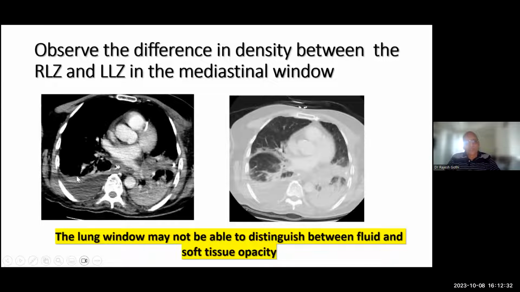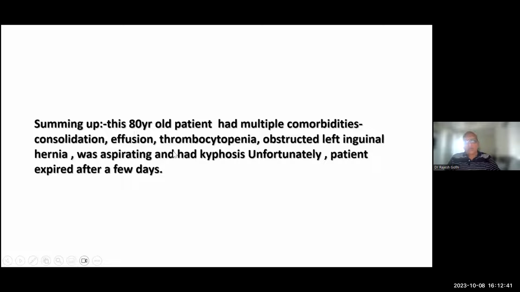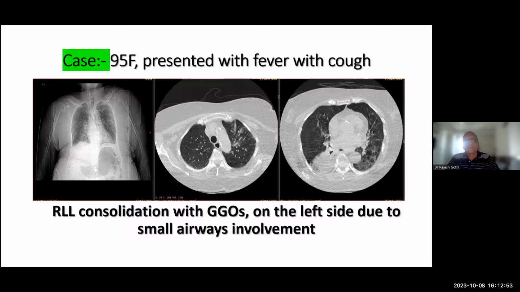He had chest wall deformity. He had right pleural effusion. He had left lower lobe consolidation. He was probably aspirating, and he had an obstructed inguinal hernia. Unfortunately, we could not save this patient, and he expired after a few days. So there are so many findings that you can see on an X-ray and a CT scan, and it is very important that you look at all these findings very carefully.